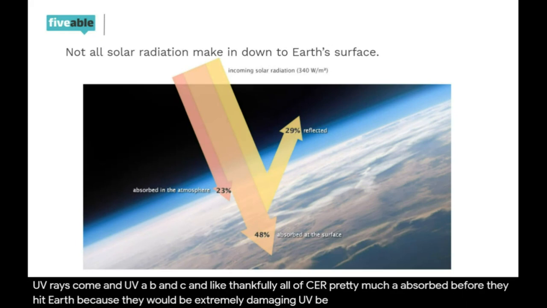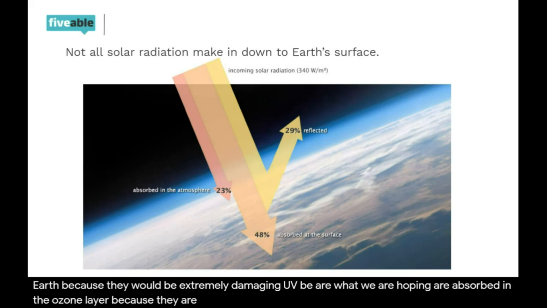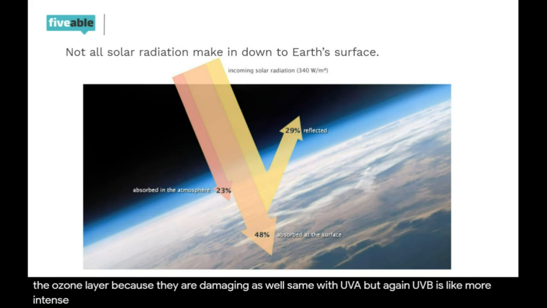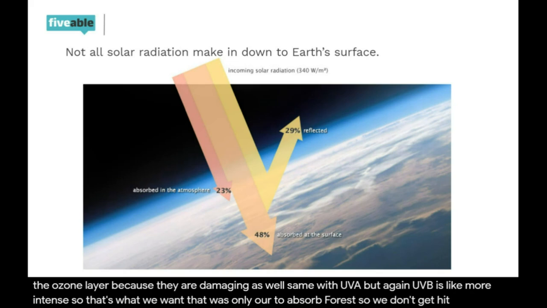UVB are what we are hoping are absorbed in the ozone layer because they are damaging as well. Same with UVA, but again, UVB is more intense. So that's what we want the ozone layer to absorb for us so we don't get hit by that.